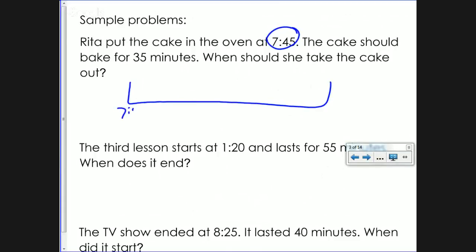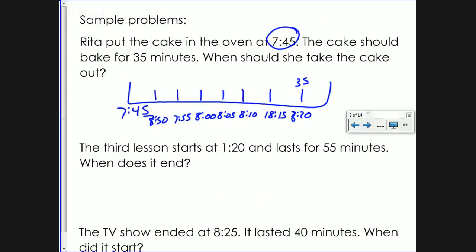putting our starting time of 7:45 and then counting by 5. So we're going to be going 5, 10, 15, 20, 25, 30, 35. So this is our 35-minute mark. And then setting our times. So 7:45, 7:50, 7:55, 8 o'clock, 8:05, 8:10, 8:15, 8:20. So 35 minutes would be 8:20.